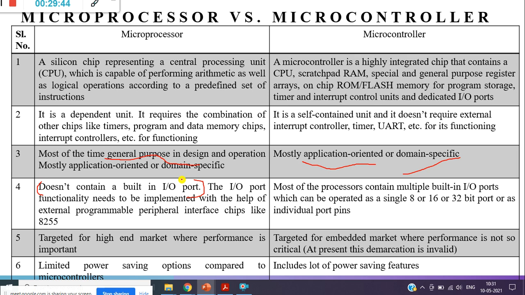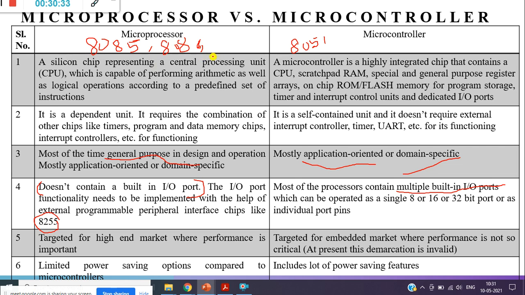There are no built-in input output ports in a microprocessor, so if you want to implement that functionality, you need to go for the 8255 IC, the peripheral integrated circuit. Whereas in the case of the 8051, multiple built-in I/O ports are present. That's what a microcontroller is. Giving examples, you can write 8085 as an example of a microprocessor here. Here I can give 8051 as a microcontroller, and 8086 is one more example here, followed by Intel.